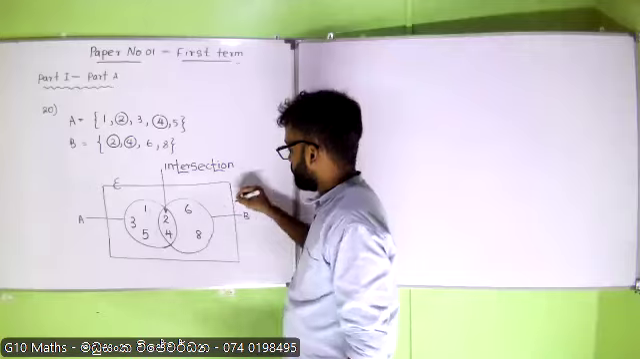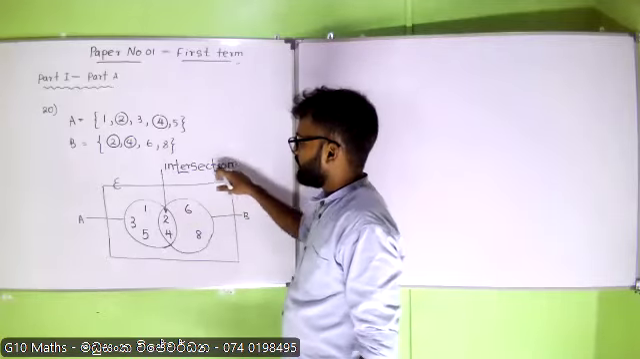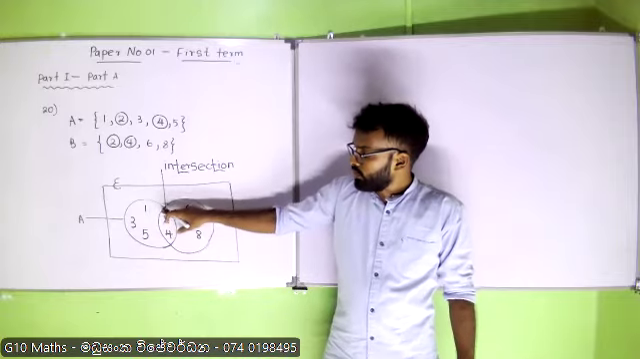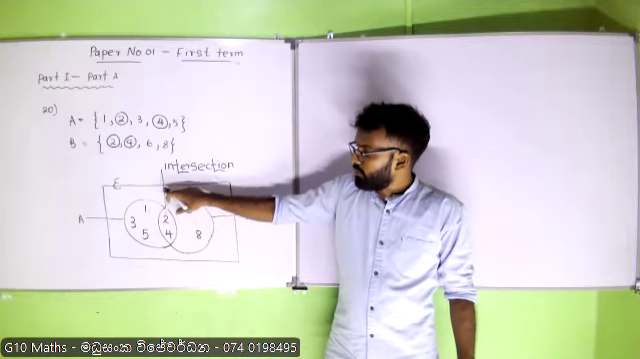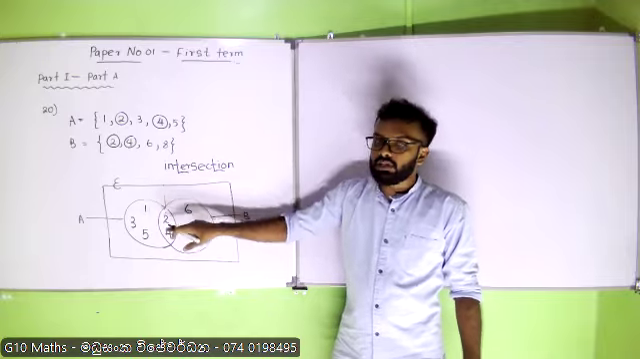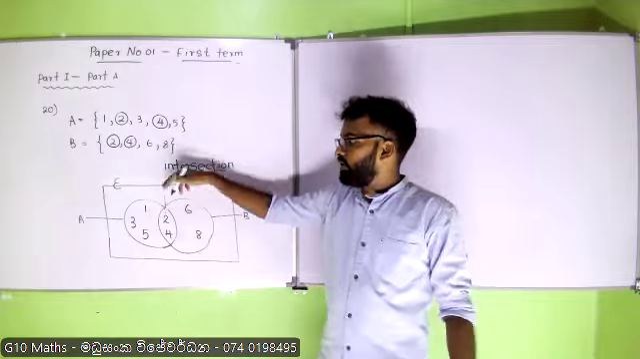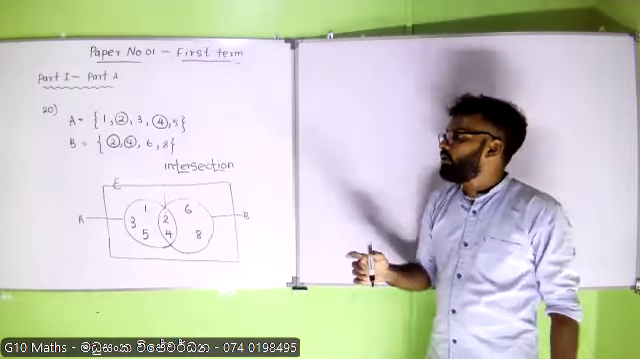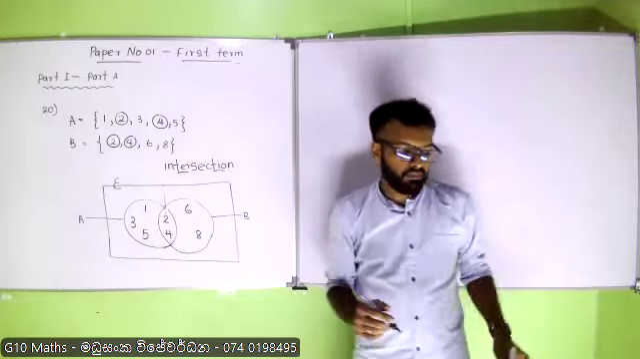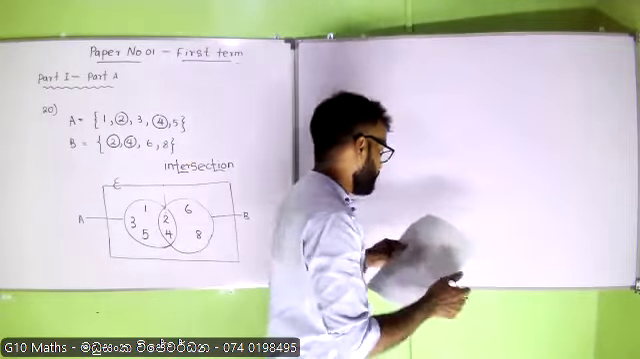So you need to draw this. This intersection part has been labeled for your understanding; no need to mark that. For the sake of your understanding, I have labeled it as intersection so that you know that is the common section for both A and B. That's the 20th one.